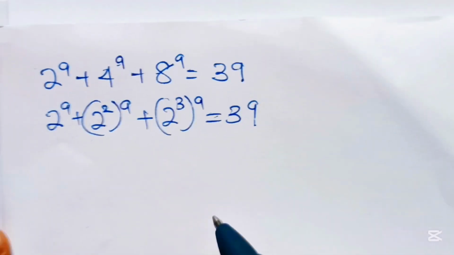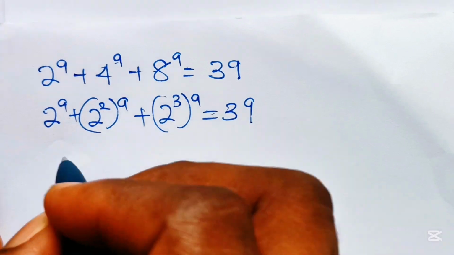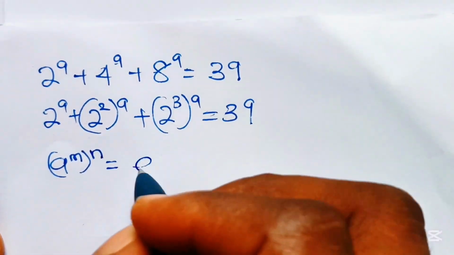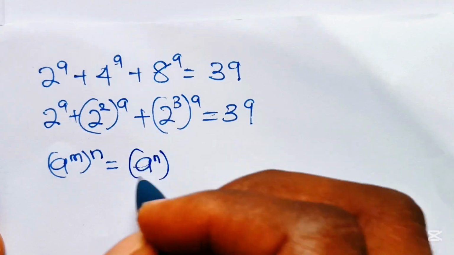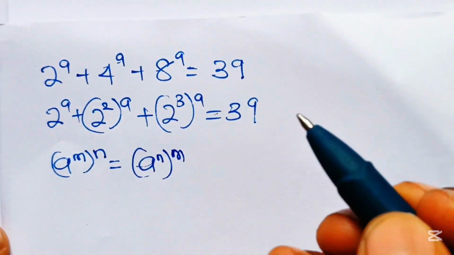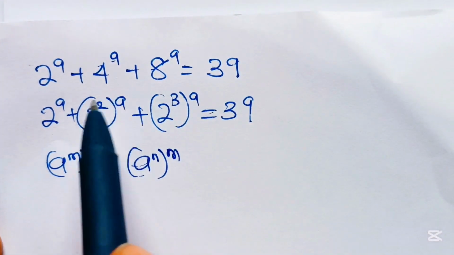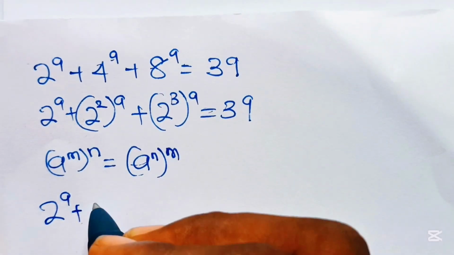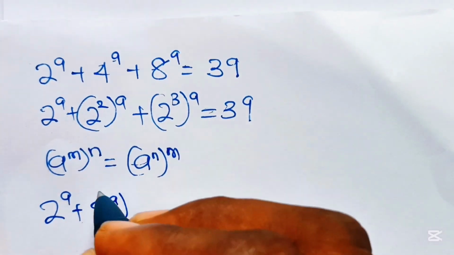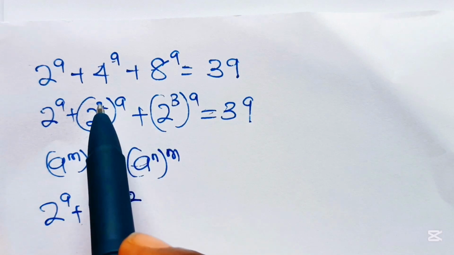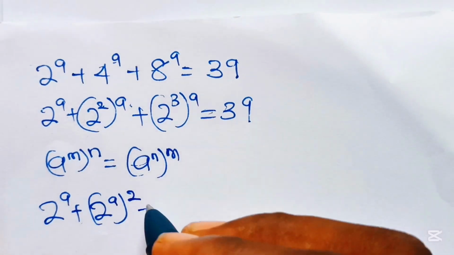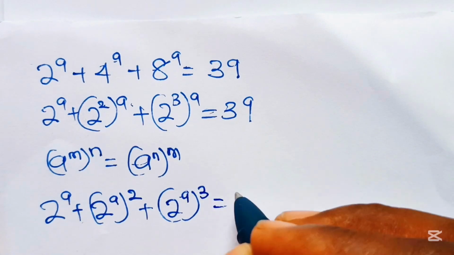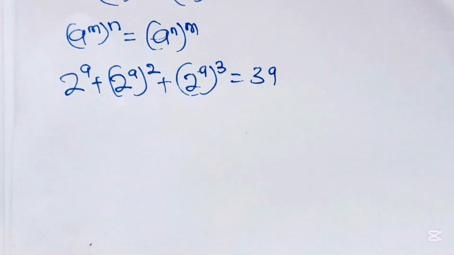Now, recall that when you have a to the power of m raised to the power of n, this is equal to a to the power of n raised to the power of m. Both are equal, so that means we can interchange the powers. So we have 2 to the power of a plus 2 to the power of a raised to the power of 2, bringing this in and taking this out, plus 2 to the power of a raised to the power of 3 is equal to 39.